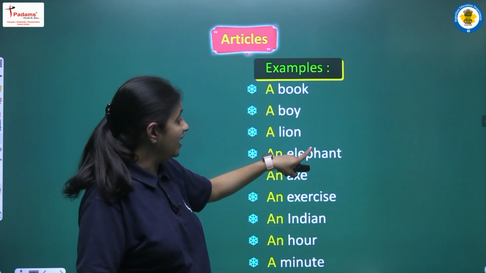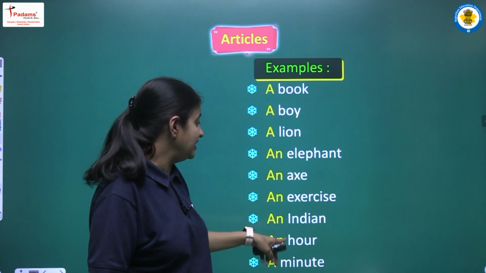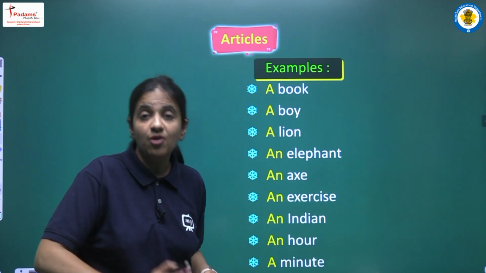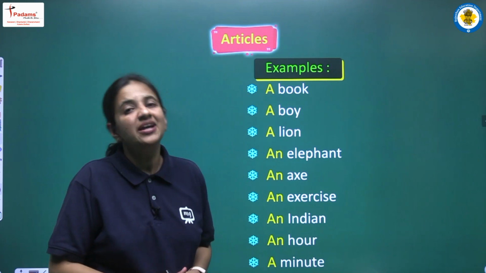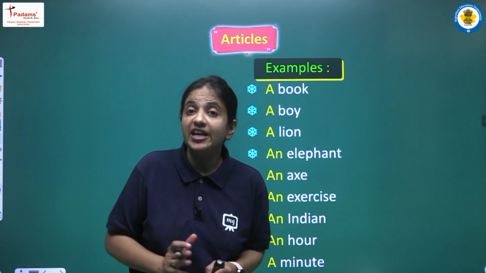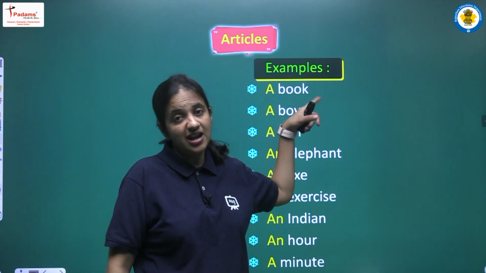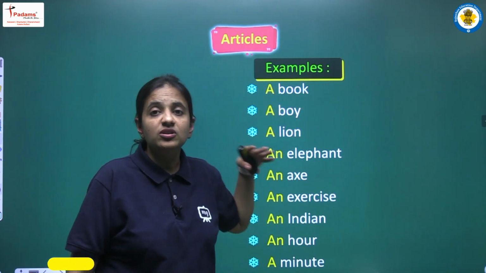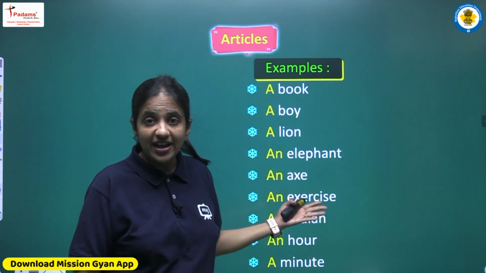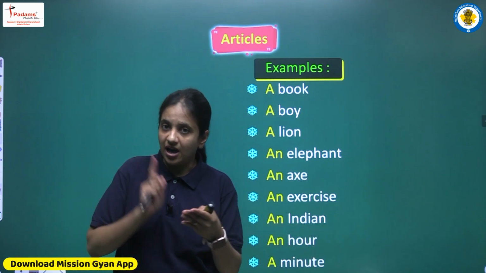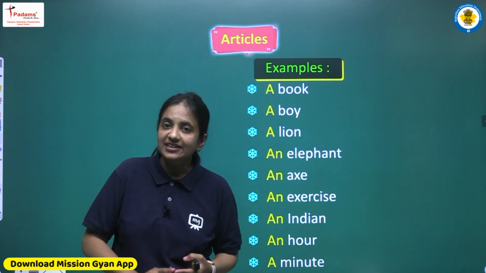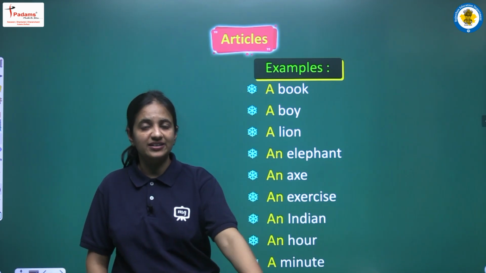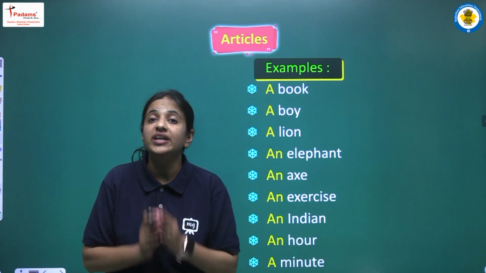Book, boy, lion, elephant, X, exercise, Indian, hour, minute. So these all are the examples of singular nouns, and at the same time these are the examples of countable nouns. We can count the books, how many books are there on the table. We can count the boys, the lions, the elephants. So first, all these are nouns. Second, they all are singular nouns. And third, they all are countable nouns.